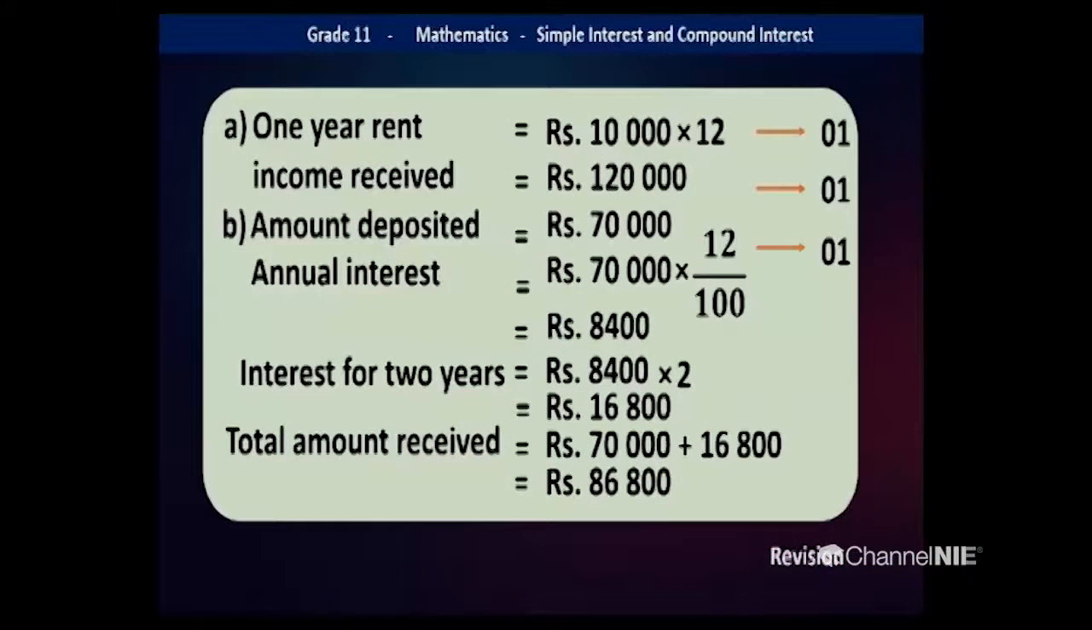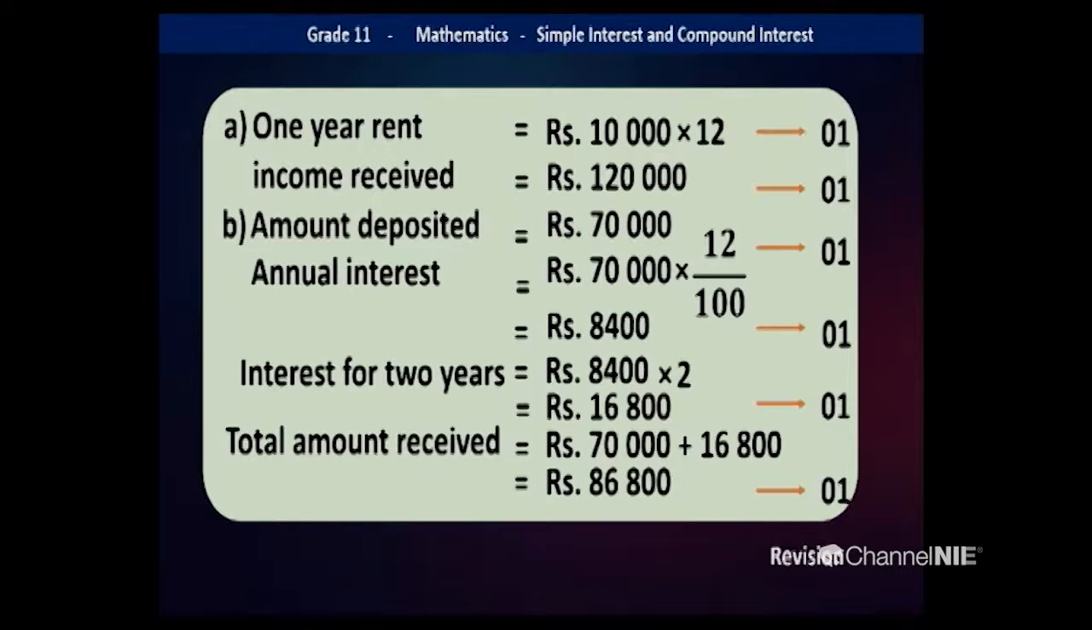After that, amount deposited, our investments. You invested that income in 2 places, 70,000 into 12 upon 100. For that they get 1 mark and the answer 8,400, 1 mark. After that, interest for 2 years, 8,400 into 2, 16,800, 1 mark. Then 70,000 plus 16,800, altogether 86,800, 1 mark.